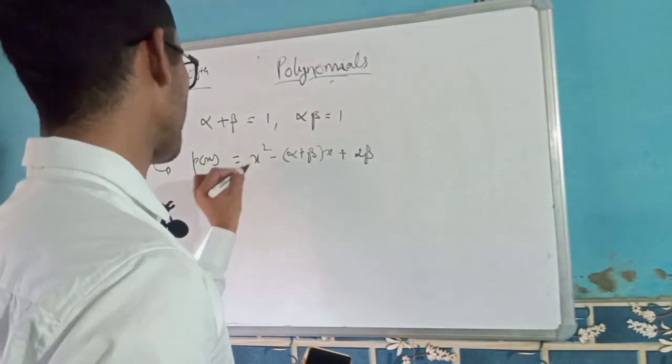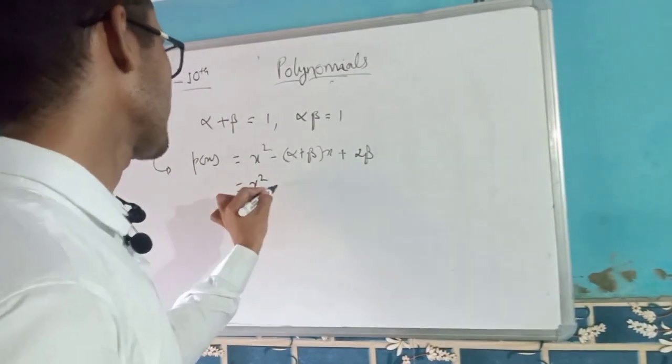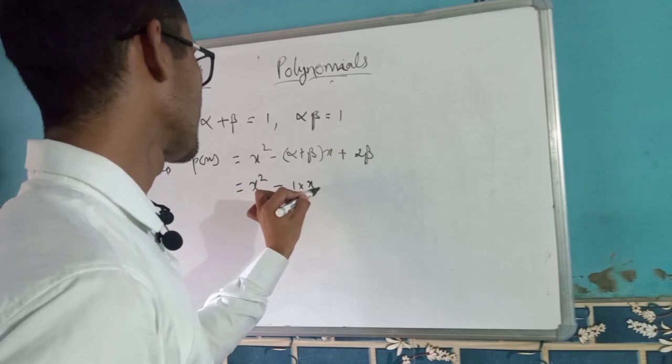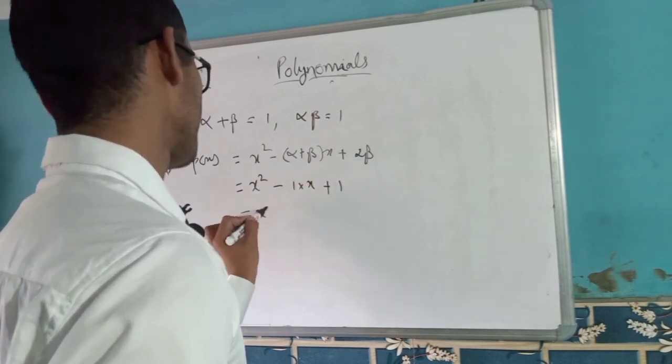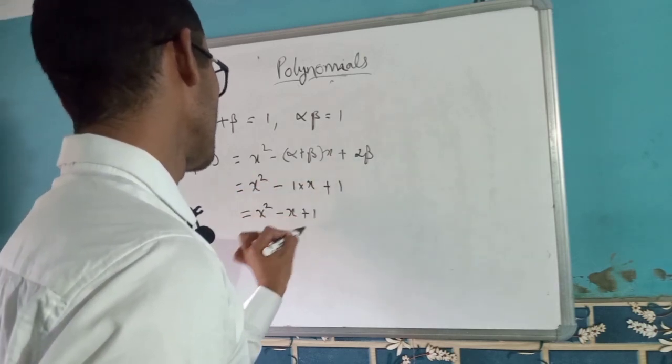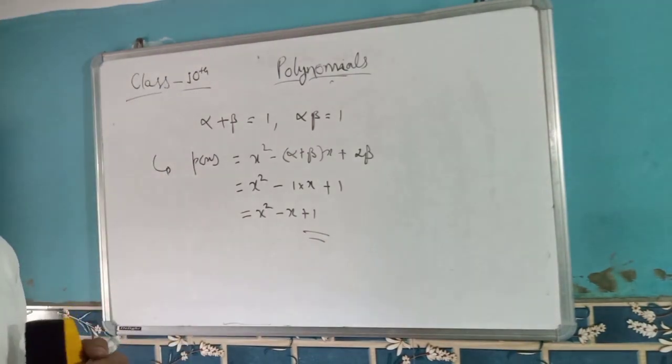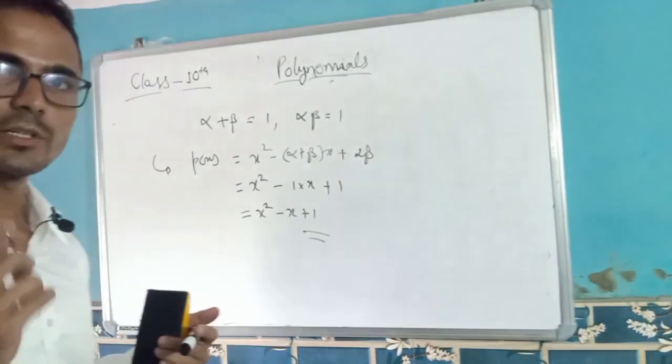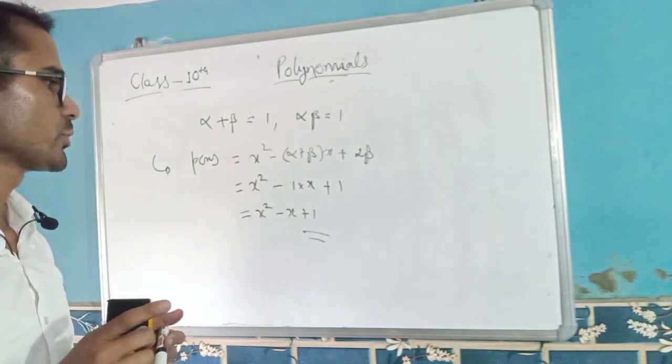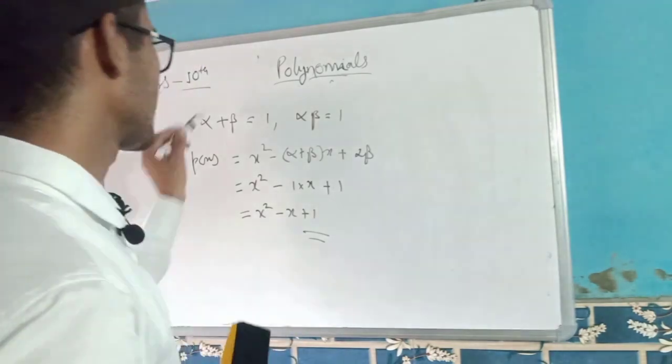So in that case, x will be the same, minus will be the same. What is alpha beta? It is 1. After simplifying, we get this much. So this is the resulting polynomial if the sum of zeros and product of zeros of a polynomial are given. Okay, so these are the things.